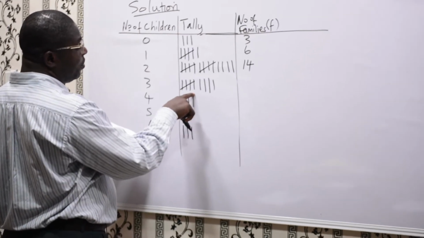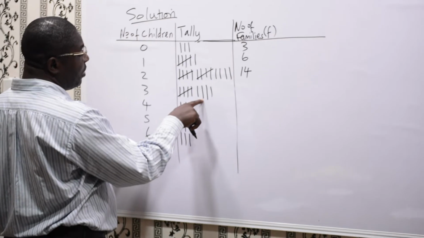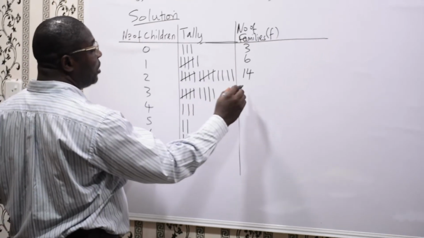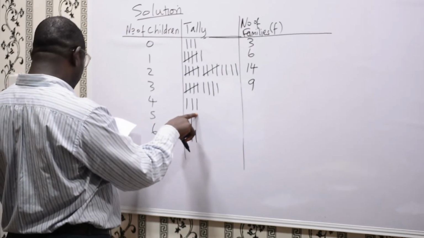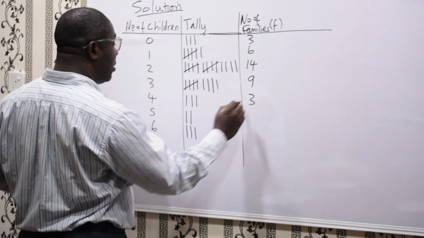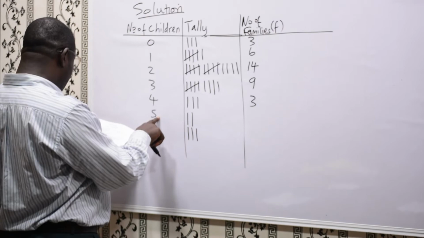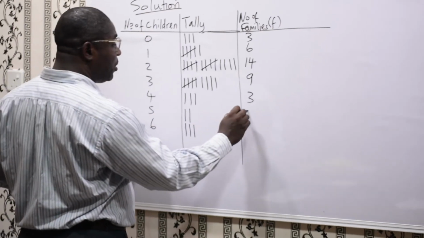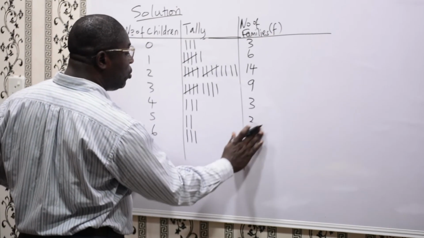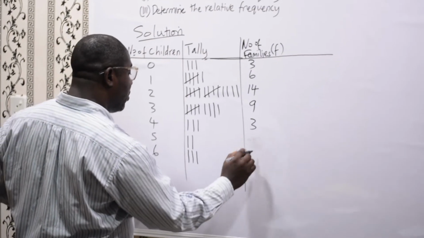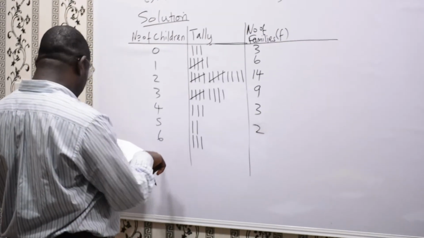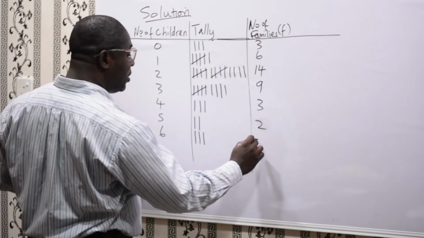Then 3 is appearing how many times? This is 5. Then 1, 6, 7, 8, 9. So that's 9. 4 is appearing 3 times. So you can see, 5 children is appearing 2 times. And then 6 is appearing 3 times.